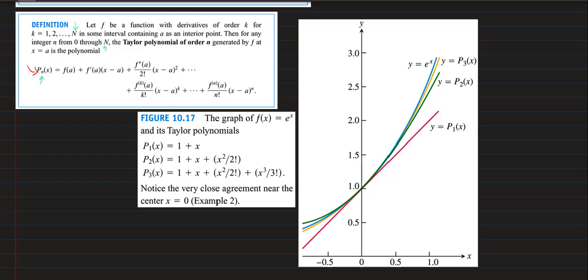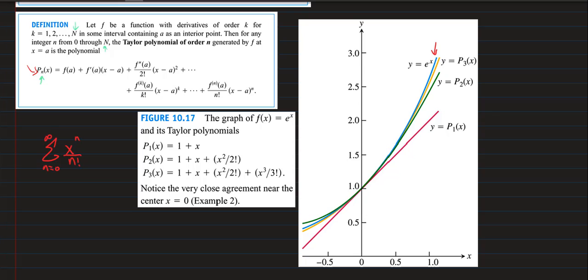I believe in section 10.7 we looked at a power series for e to the x, and I told you that the power series for e to the x was just the series of x raised to the n divided by n factorial. This graph to the right shows the graph of f of x equals e to the x. That's this graph right here in blue.